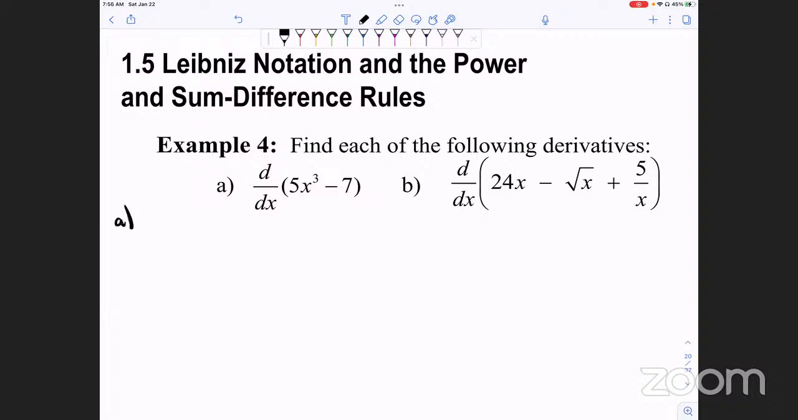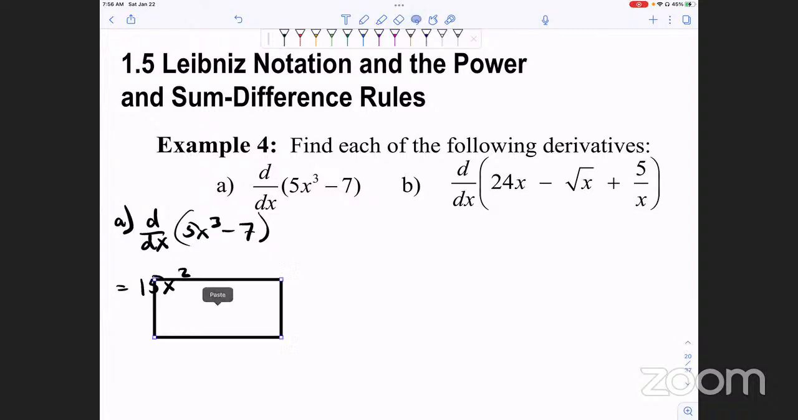So for part A, we have d/dx of 5x cubed minus 7. For that first term, the 3 comes down and that becomes 15x squared. The derivative of a constant is 0, so we stop there.